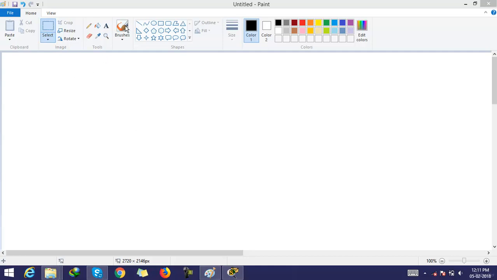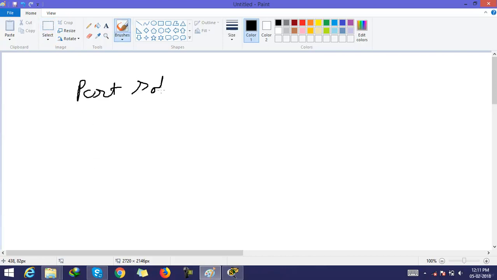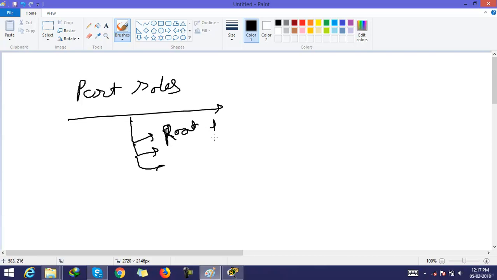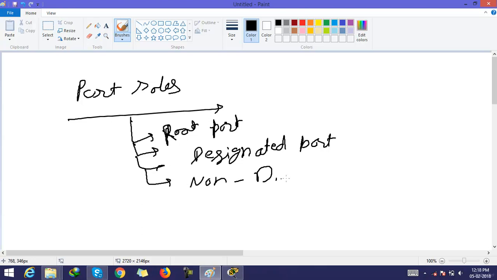Now we will discuss port roles in STP. Basically, in STP there are three major port roles. The first one is root port. The second one is designated port. And the third one is non-designated port.